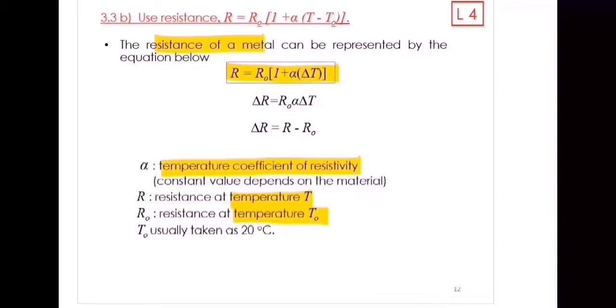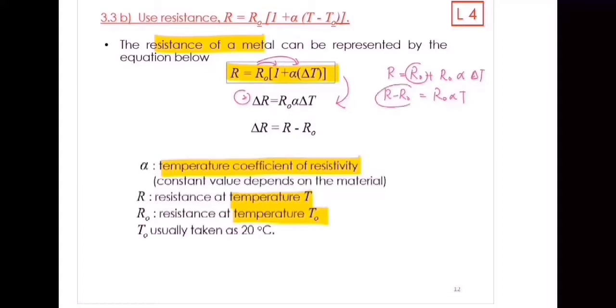So this is the equation, and then we can get the second equation, if we just rearrange it from the first equation. The first equation is R equals R0 plus R0 alpha delta T, so we multiply the R0 in. Then for R minus R0, we bring this R0 to the other side, equals R0 alpha delta T.